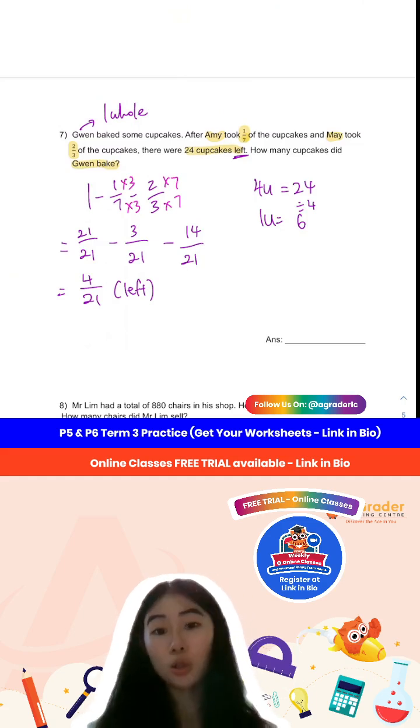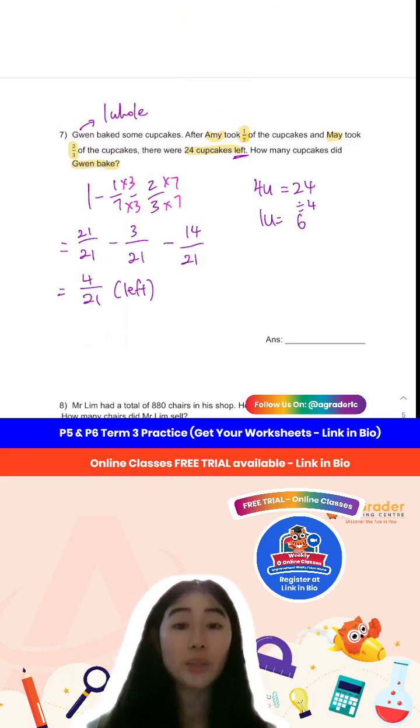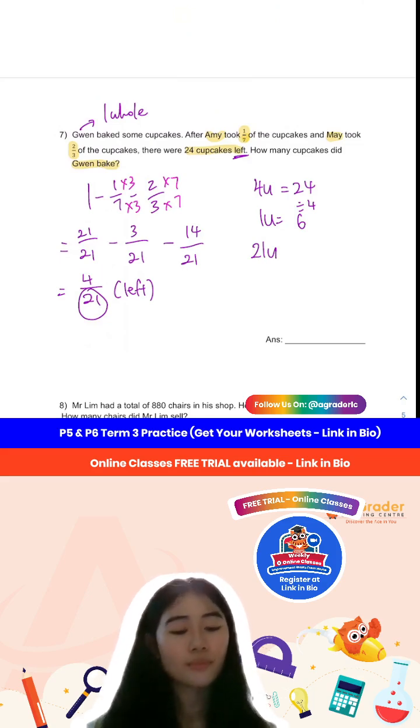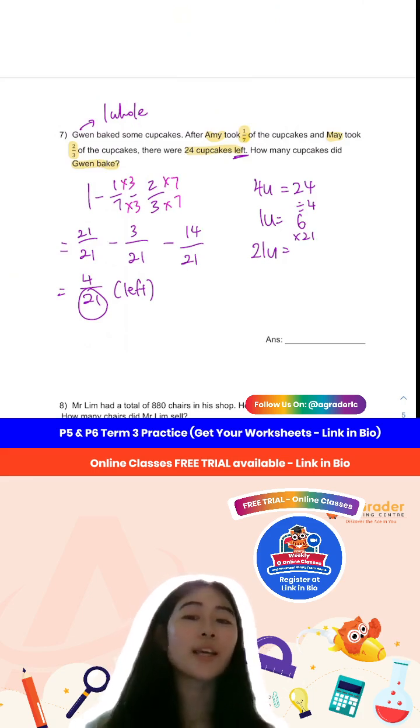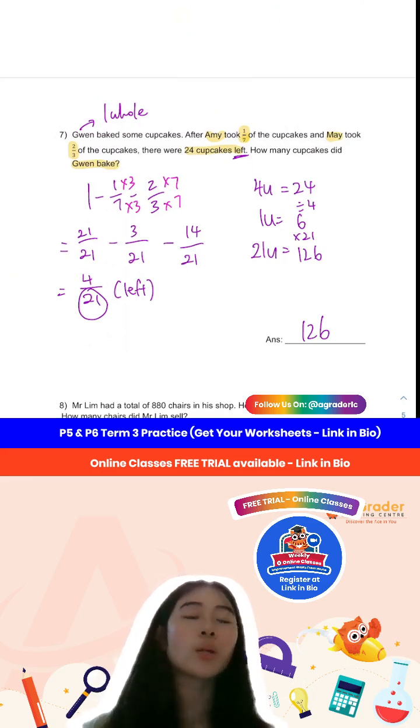You're supposed to find the total cupcakes, right? So the total cupcakes is represented by the denominator. Yeah, okay, so you're correct. You should be finding 21 units, which is the denominator. So for this, you just need to use 6 times 21, and then you will get the answer, 126. Okay, so that's the total that she had at first. She has 21 units worth of cupcakes.